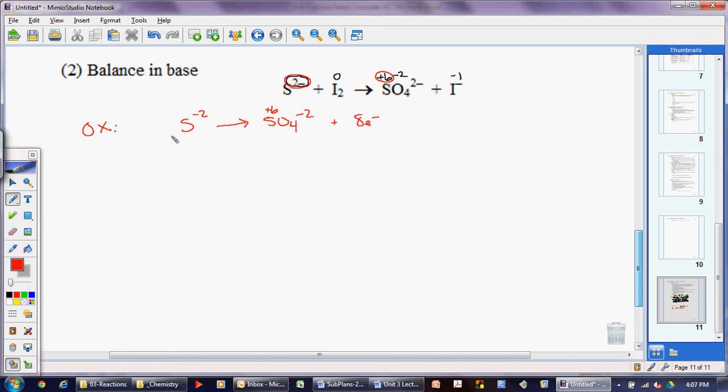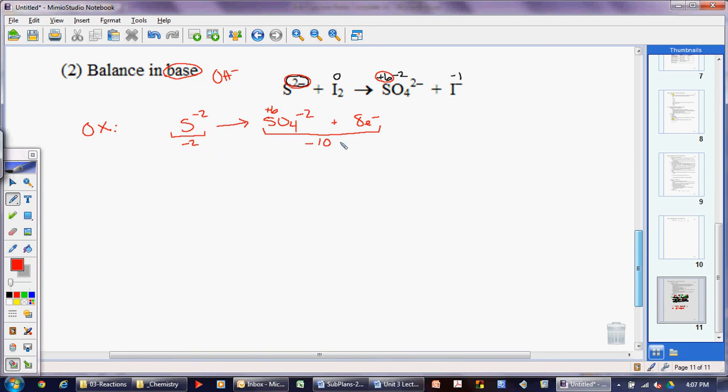Then we check charge. So the whole left side is a -2 total. And if I add up the entire charge of the right side, that's -2 and 8 electrons, that's a total of -10. Now this particular problem says we're going to balance it in base. Well, base is our OH minus. So now, instead of using positives to balance charge, we're going to use negatives to balance charge, but the process is going to be the exact same. We're going to add negatives this time to make the two sides equal.